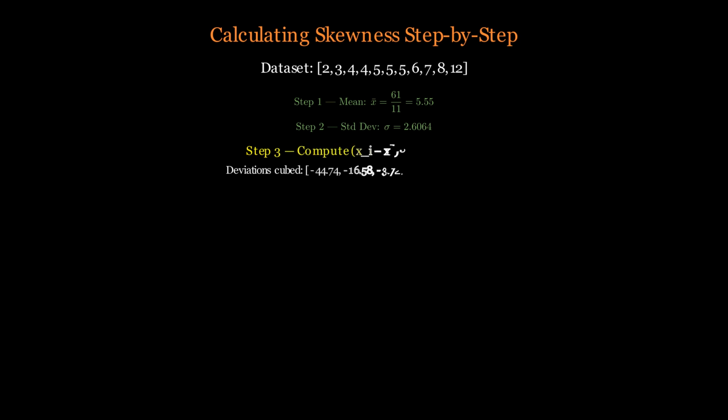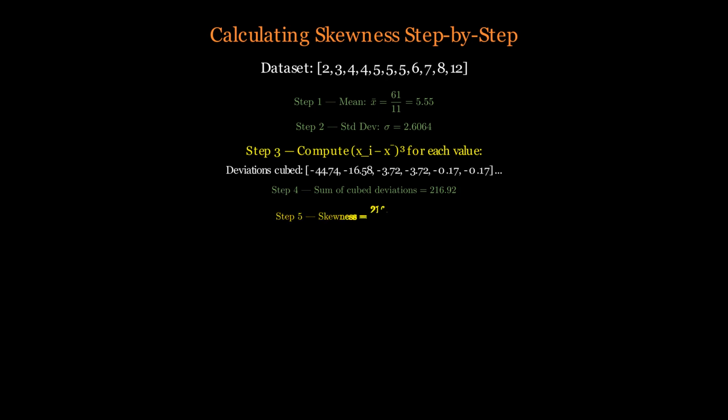Step 3. For each value, compute the cubed deviation from the mean. Notice how the outlier value of 12 produces a very large positive cubed deviation, dominating the sum and pulling skewness positive. Step 4. Sum all cubed deviations.